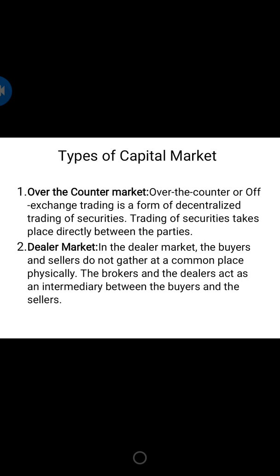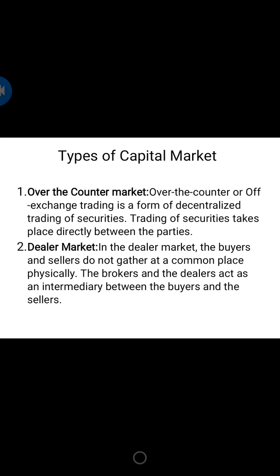Over the counter or off exchange trading is the decentralized trading of securities. Trading of securities takes place directly between the parties. The buyer and the seller openly announce the prices at which they are willing to sell or buy securities. So it is less transparent than exchanges. In the dealer market, the buyer and the seller do not gather at a common place physically. The broker and the dealer act as an intermediary between the buyer and seller. A lot of dealers exist in this market, therefore due to competition dealers offer the best price to the investors.